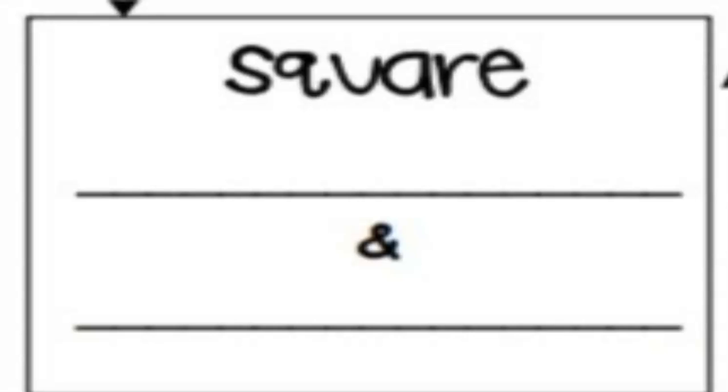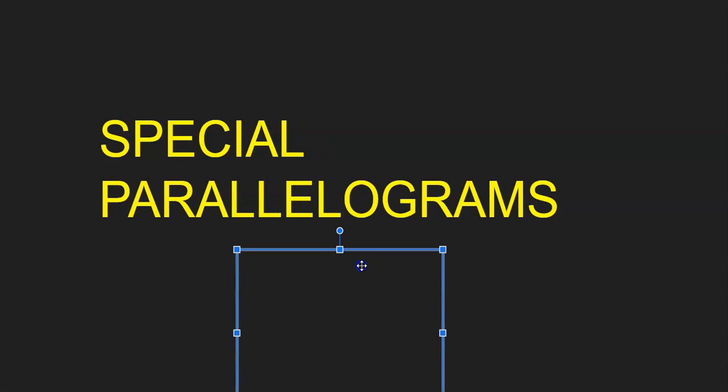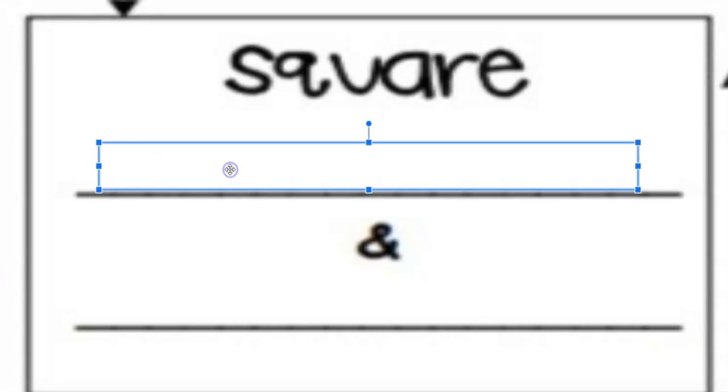So those are our three special parallelograms. Let's go ahead and put those here. We have rectangles, rhombi, I'm going to do a singular, and squares. Can you see it? Now we can see it. All right. So what's special about a square? Well, a square is a rectangle.